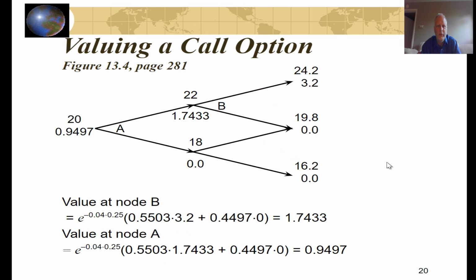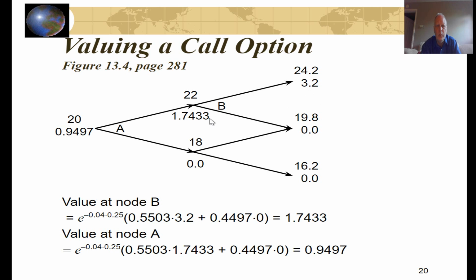So how do we get the values of our options now? We know it's going to be worth $3.20 up here and nothing here. But again, we want to know what is the value of the option today. Well, we can work our way back. We will define these as nodes A and B. And the first thing we will do is figure out the value of the option at node B.